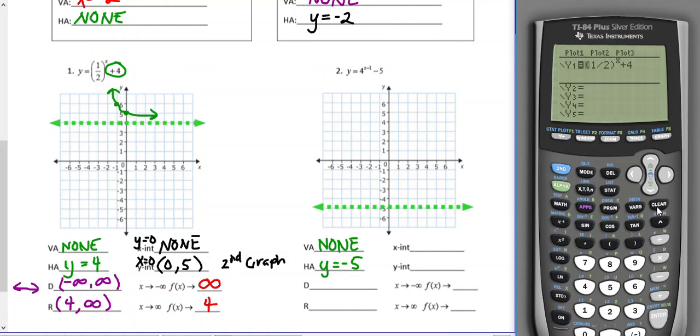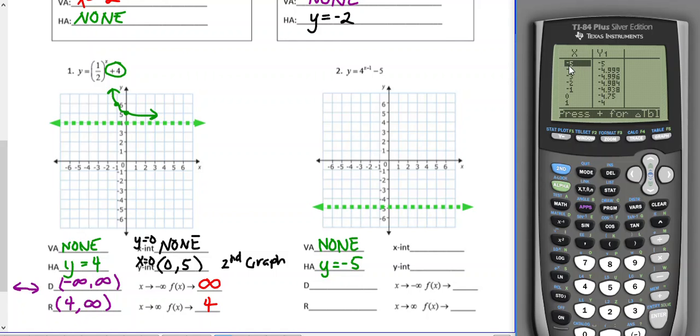I can then go to y equals, type it in, so 4 to the x minus 1. Then we have -5 at the end. Hit graph, see what it looks like. Second graph to get me my points.